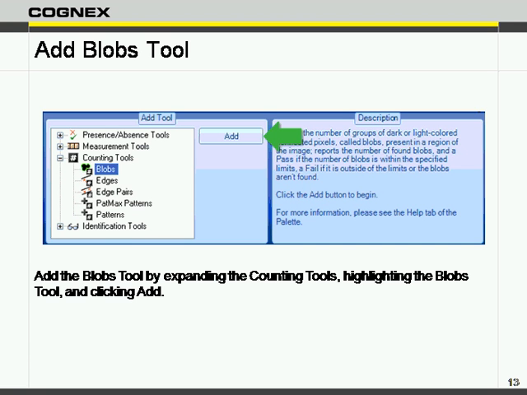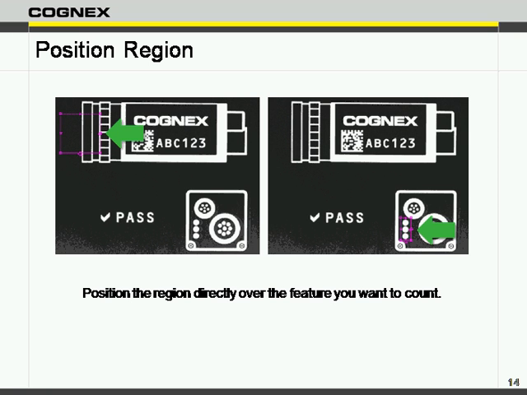So to add the blobs, you merely click on the blobs tool, hit add, or double click if you so desire, and this will add a search box in your field of view. And then it is up to you to determine what you want it to look at. And we, of course, moved it over here to our LEDs because that is what we're trying to indicate whether they're present or not, and using the blob tool to do that.